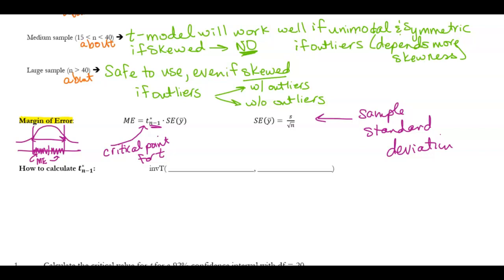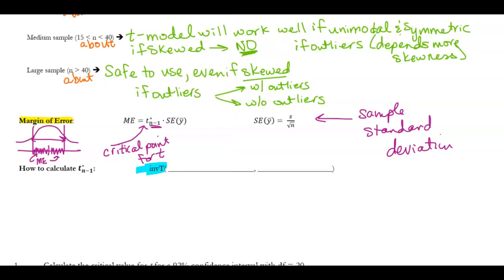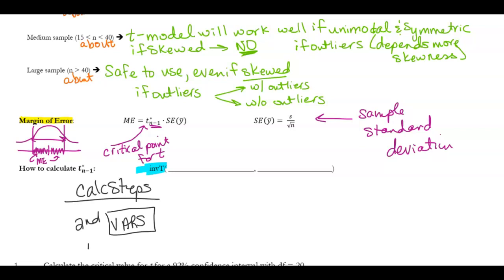The big difference, though, is that you are going to use the inverse t function. And unfortunately, I don't have a calculator connected to my computer right now, so you're going to have to listen to the steps. So the way you get the inverse t, let's write these steps. You're going to hit second, and then the vars button. And then you're going to choose number 4, which is inverse t, and that's a lowercase i.